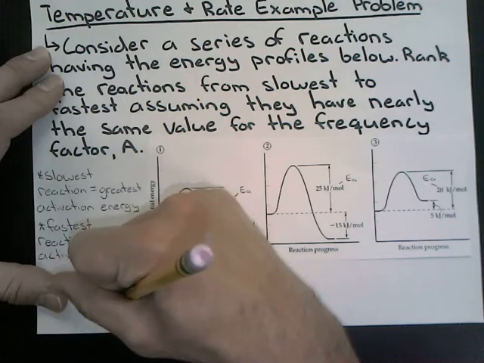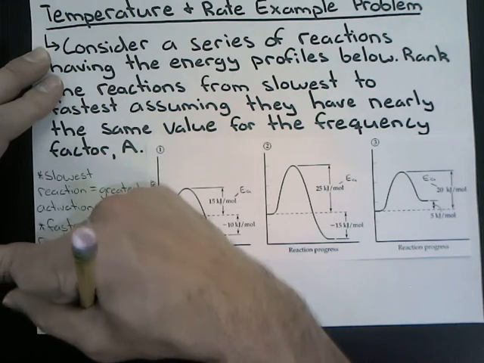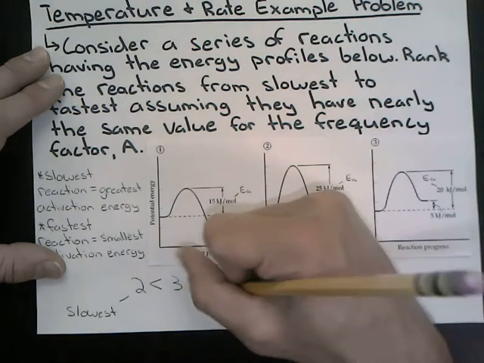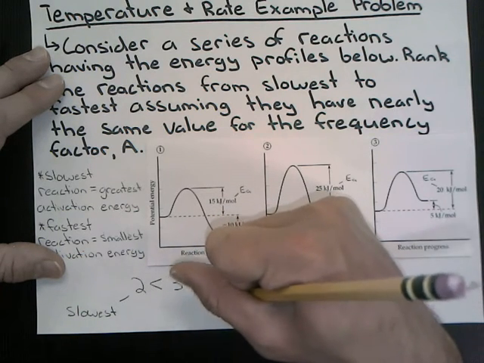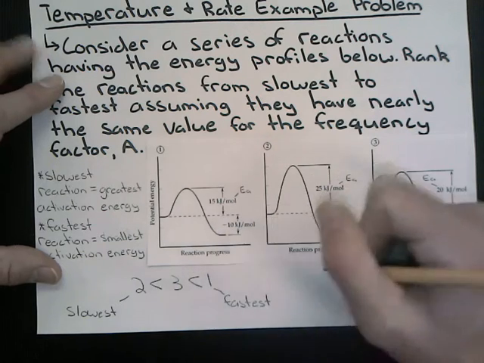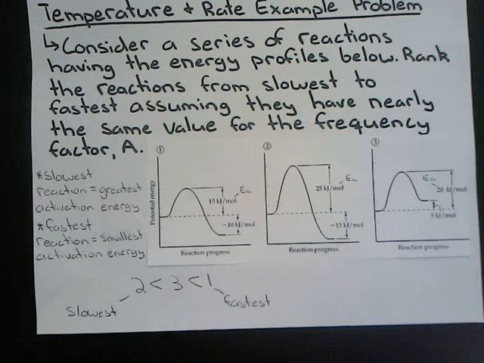Reaction 2 is the slowest because it has the greatest activation energy, and reaction number 1 is the fastest because it has the smallest activation energy. Now, before we leave, I want to go one step further that this question doesn't ask. I want to talk about our exo and endothermic reactions.